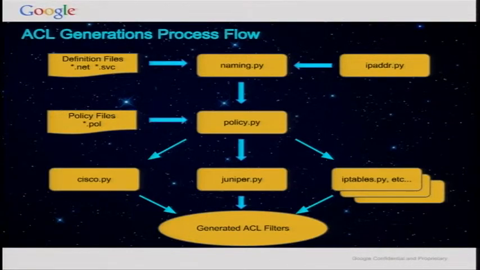The policy library then reads all of our policy files, which is our high-level descriptive language of our network policy, and uses the naming to create that object. And then it passes it out depending on the policy. If the policy has a target that says Juniper, then policy says, well, I need to pass that down to the Juniper library to generate output. If it also has a target called IPtables, also pass a copy to IPtables, and the resulting output is their filters.